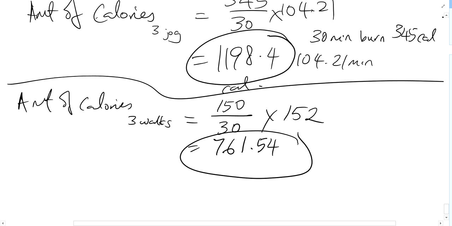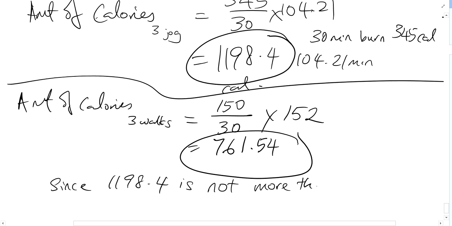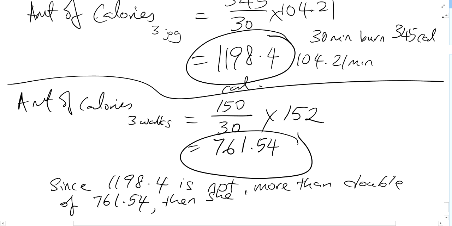So the question, is she using double for the run compared to the walk? Is it double? No, she said more than double. Did she use more than double? How do you decide if it is more than double or not? Just divide lah. 1198.4 divided by 761.54. We realize that it's actually 1 point something only. So it's less than double. Since 1198.4 is not more than double of 761.54, then she is wrong. That's it.